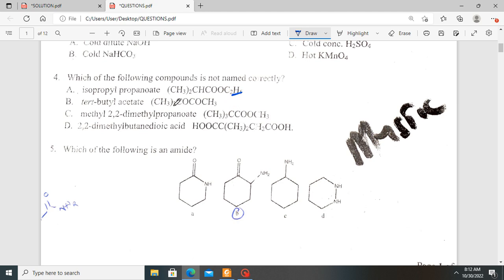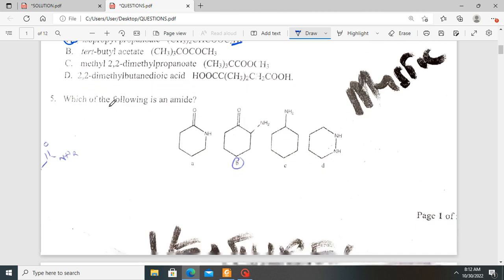Tert-butyl acetate. Okay, this one is correct. Methyl 2,2-dimethyl propanoate. This one is correct. Then 2,2-dimethyl butanedioic acid. So this one is correct. So the answer, which is not correctly matched, is A. So the answer is A for question 4.